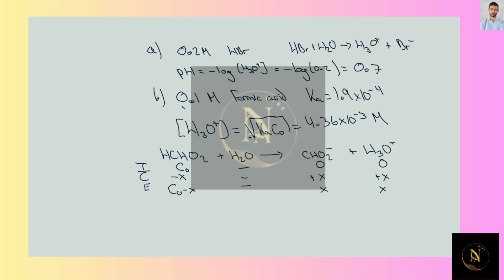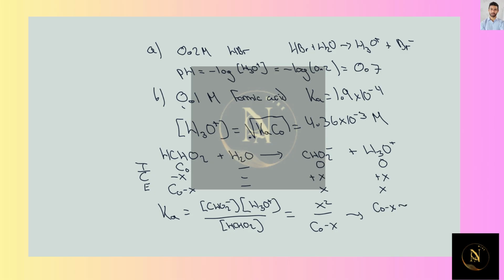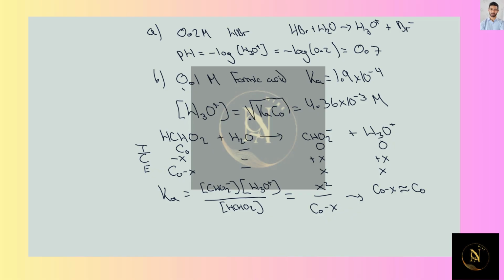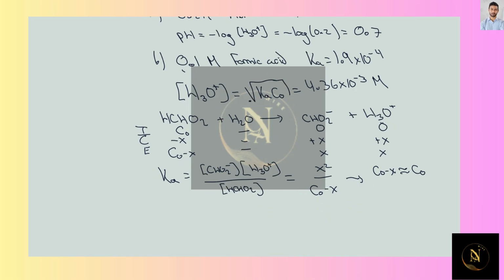And this expression over here comes from the fact that we are considering the following equilibrium. The Ka is equal to the concentration of CHO2 minus, the formate ion, times the concentration of H3O+ divided by the concentration of my formic acid. Replacing the values at the equilibrium, this is x squared divided by C0 minus x. And we are assuming that C0 minus x is approximately equal to C0, right? Because the concentration is going to be much larger than the Ka, and we expect the value for x to be small.